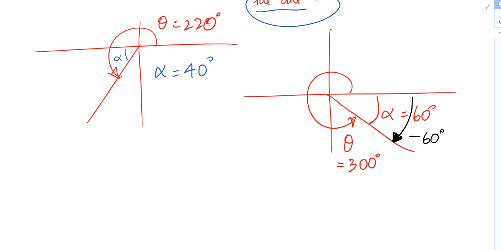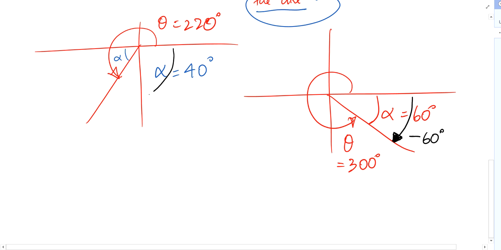What is the basic angle for this diagram? The definition doesn't change. Is it negative 60? 60. The basic angle, the reference angle, is an acute angle. Acute means it's between 0 and 90, right? So for this case, the basic angle doesn't change. It is still 60.